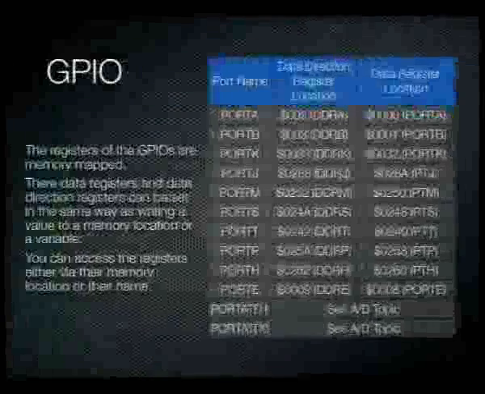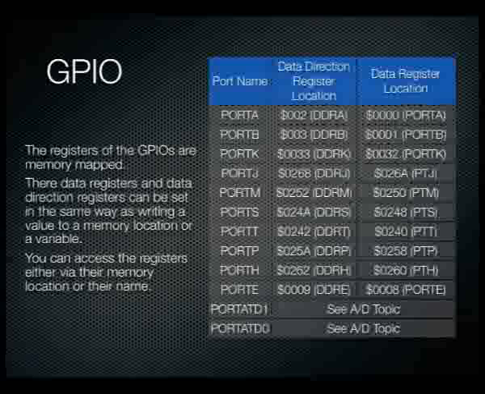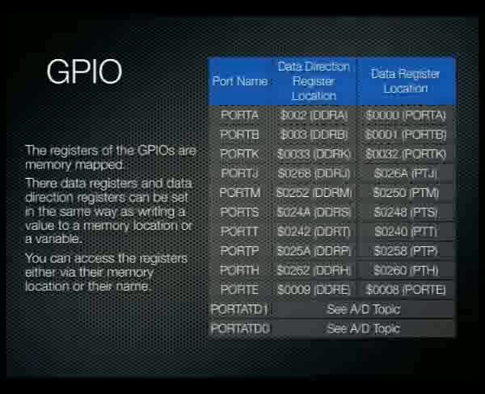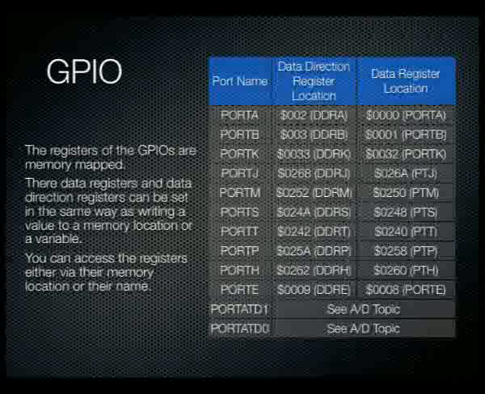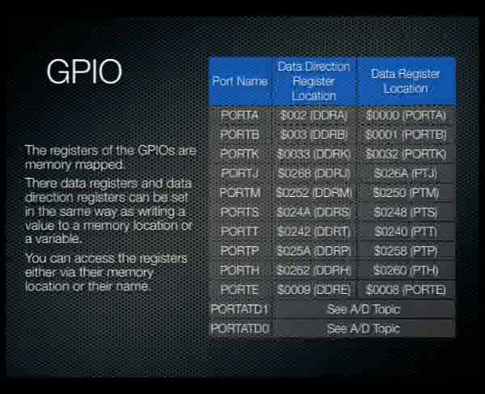Okay, so when it comes to our general purpose IOs, all of our registers for our general purpose IO are actually mapped into our memory locations. So we have the data registers, and the data direction registers can be set in the same way as writing any particular value to a memory location. As long as you write a particular value to the right memory location, effectively you will configure the general purpose IO to function however you want it to.